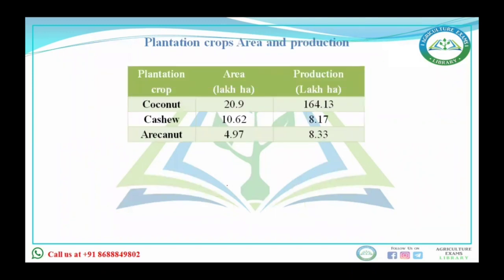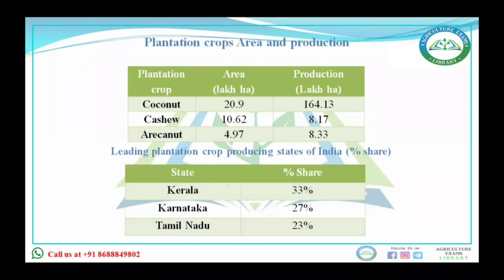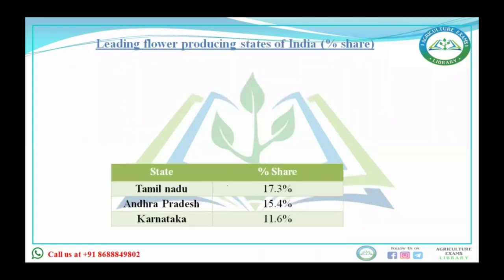Plantation crop area and production: if you see plantation crop in lakh hectare, coconut is 20.9 lakh hectare, cashew 10.6 lakh hectare, and arecanut is 4.97 lakh hectare. The production in lakh tonnes is coconut 164.13, cashew 8.17, and arecanut 8.33. Leading plantation crop producing states and percentage share: Kerala shares a total of 33% of the plantation crop share, Karnataka 27%, and Tamil Nadu 23%.